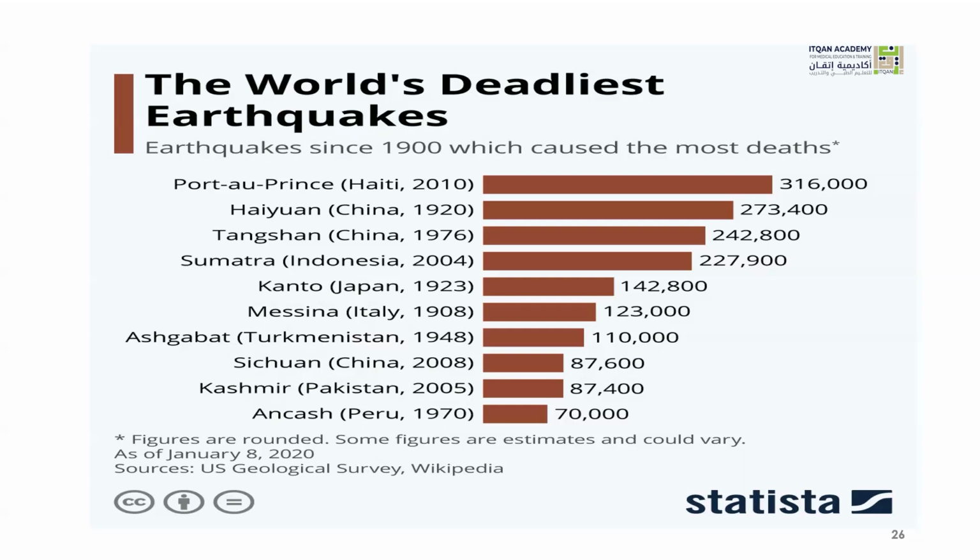This diagram was made before the earthquake that happened in Turkey and Syria, which caused around 80,000 deaths. It can be placed somewhere between the one that happened in Kashmir and the one that happened in China in 2008.